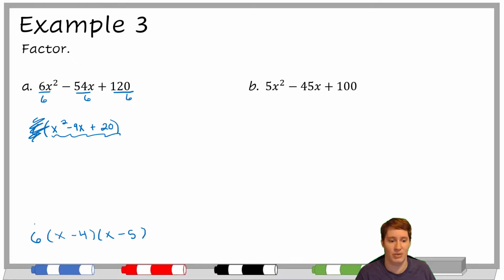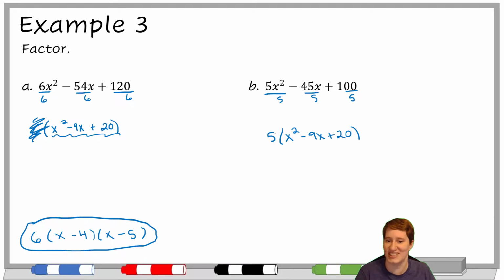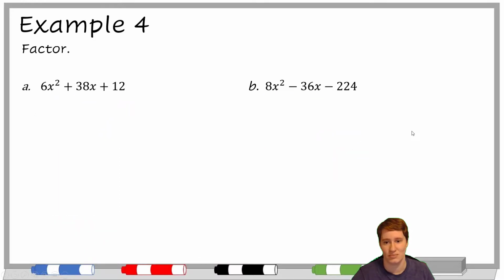So let's look at B, and you might get excited about B. I'm a little disappointed in myself for B because I have a 5 in common. That's great. And when I take out the 5, I end up with x squared minus 9x plus 20, which, whoops, that's the same thing we just did. So it's still x minus 4 times x minus 5, but this time there's a 5 in front because we took out the 5 that was in common. So whoopsie, my bad. Let's move on. Let's not linger on that too long.